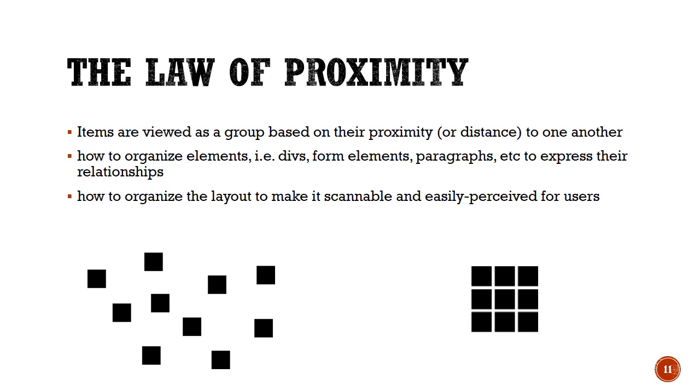And now, welcome to the second Gestalt law, the law of proximity. This law says that items or elements are viewed as a group based on their proximity or distance to one another. You see an example on the screen. There are a group of nine squares. On the right-hand side, the nine squares are perceived as a big square or a window, while the nine squares on the left-hand side show just scattered visions.